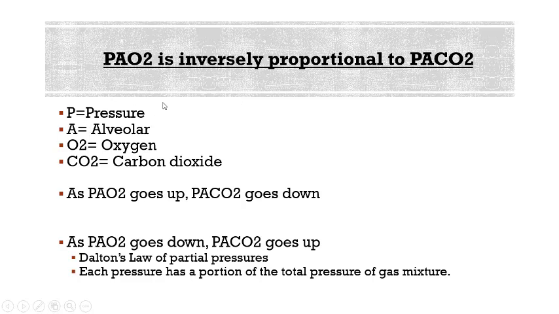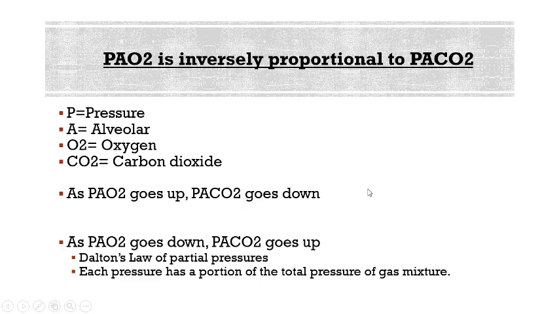Then I put down here P equals pressure, A is alveolar, just because we start to get really acronym heavy, and I like to have a slide that shows what it's standing for. You have O2, which is your oxygen, and CO2, which is your carbon dioxide. Be really careful because we start talking about carbon monoxide later, so really watch that. Carbon dioxide, there are 2 oxygens here. That's the gas that you exhale. So as your alveolar oxygen goes up, your alveolar CO2 goes down. If your alveolar oxygen goes down, your alveolar CO2 goes up. This is because of Dalton's law of partial pressures.